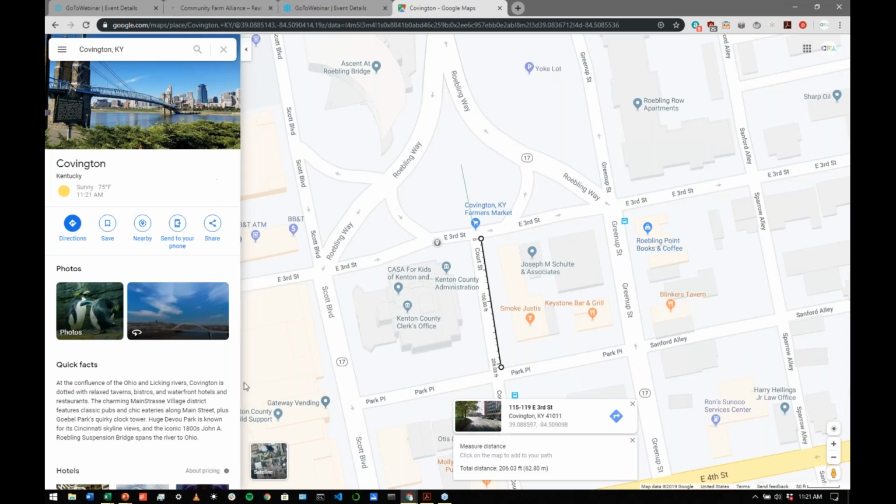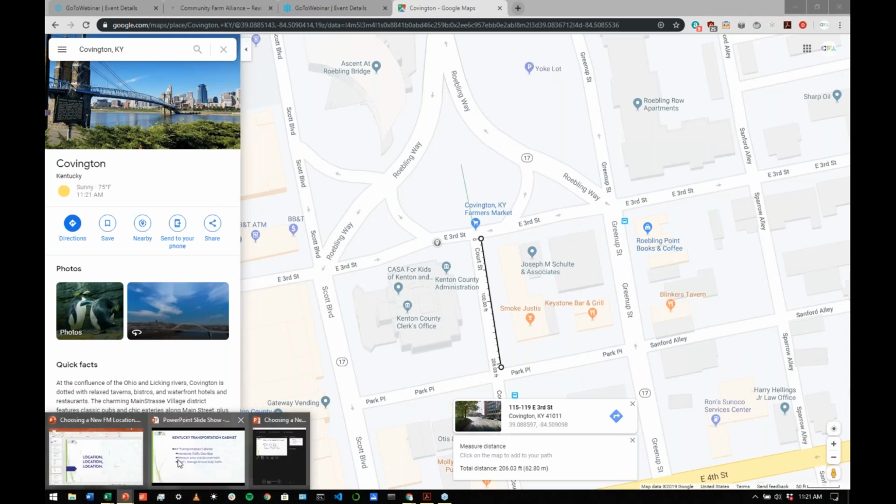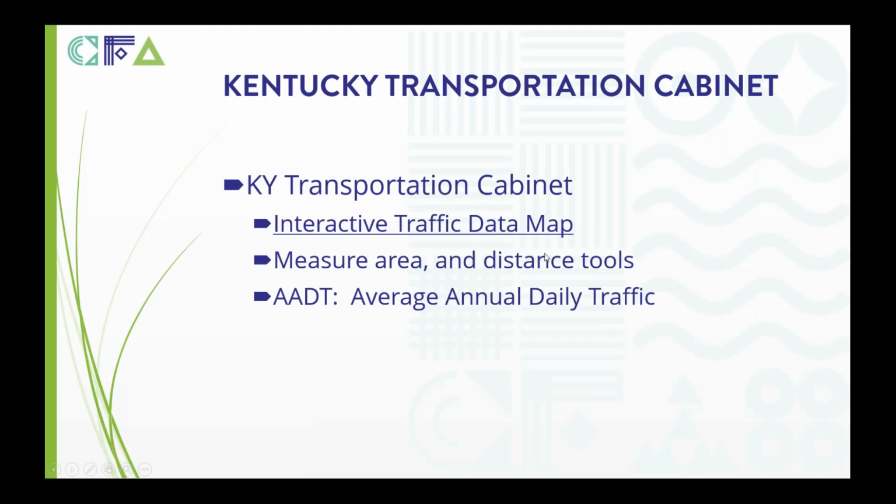Okay, so let's get back to the presentation. There's also a tool on there to measure area and distance. That's double useful, but I find the Google Maps interface to be a little bit easier to manage. So I would use that if you're intimidated by the amount of tools that are available on that data map.